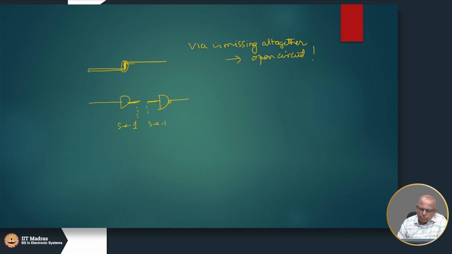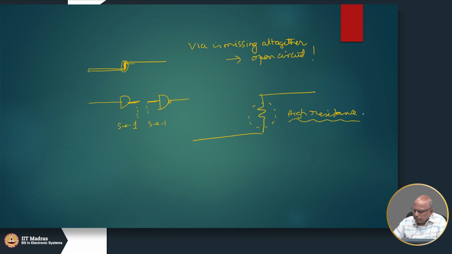But unfortunately, what could happen is this wire is not entirely missing, but it is providing a high resistance. There is a high resistance between the two. It's not an open, but high resistance. An open is a perfect, like an infinite resistance. But a VIA which is not properly formed may present a high resistance.